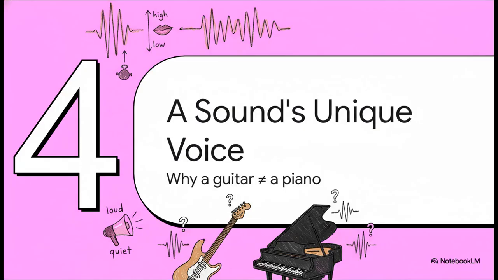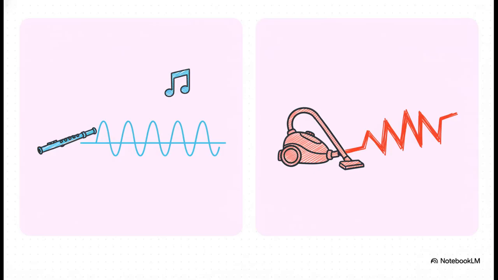All right, check this out. We've got pitch, that's the high and low, and we've got amplitude, that's the loud and quiet. But here's the puzzle. If a piano and a guitar play the exact same note at the exact same volume, why do they still sound totally different? How do we know which is which? Well, to solve that mystery, we first got to understand the difference between a real musical sound and just plain old noise.